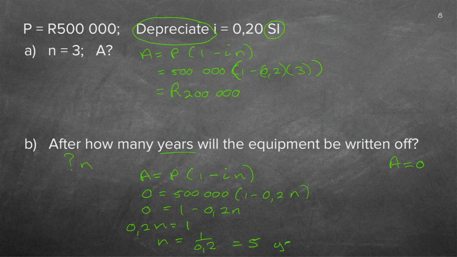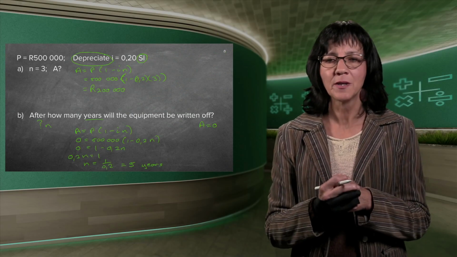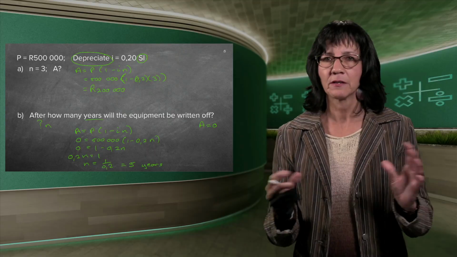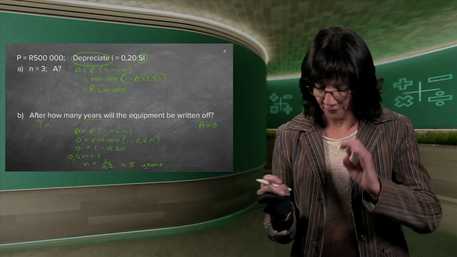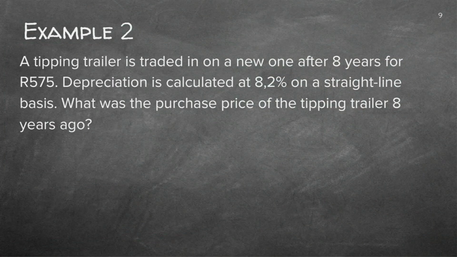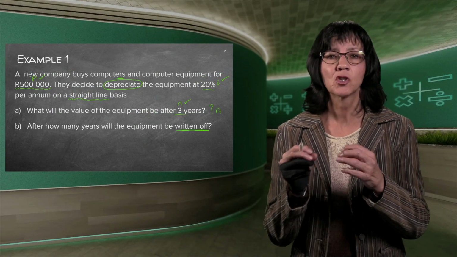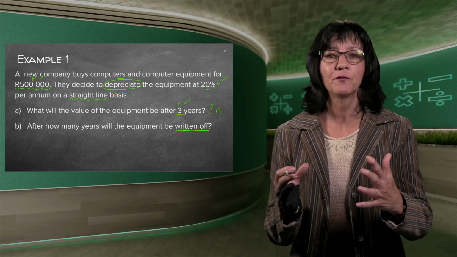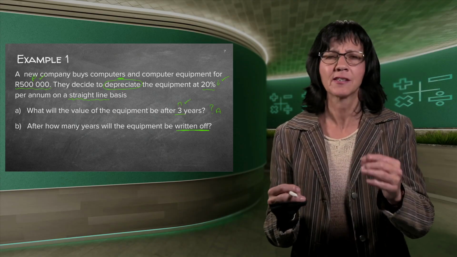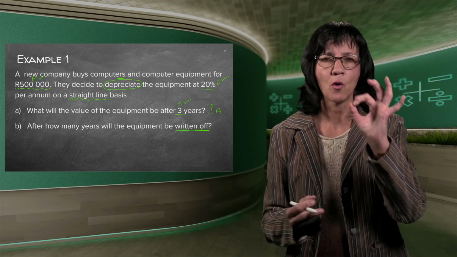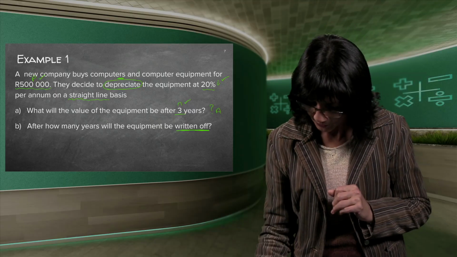So after 5 years, if it's such a high depreciation rate of 20%, that equipment will be worth 0. Good. So just remember, if ever they ask you, after how many years will the equipment be written off? Written off means, and we do it with small equipment, not with a car, because a car you can always sell for something. But small equipment, especially if you're a business, at a certain stage, will be worth nothing anymore. And then we put a 0 there at the end value, which was the A.